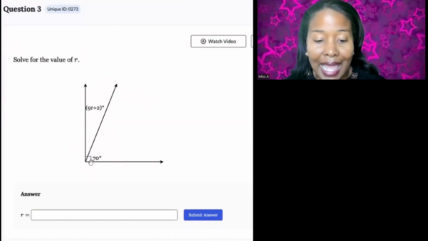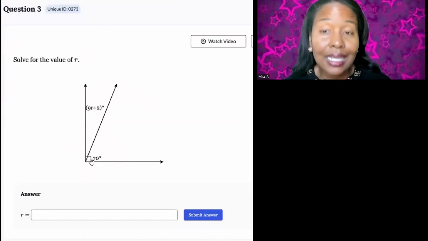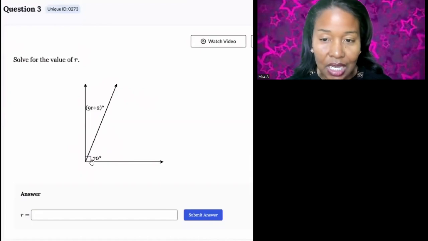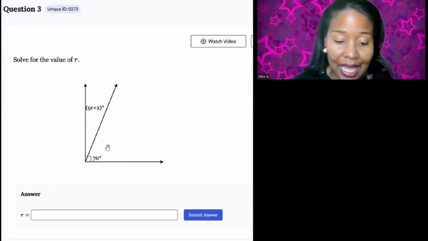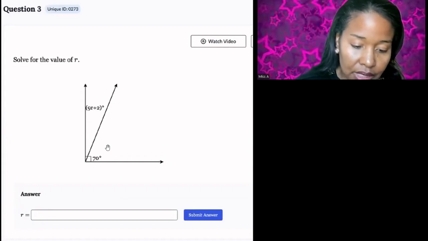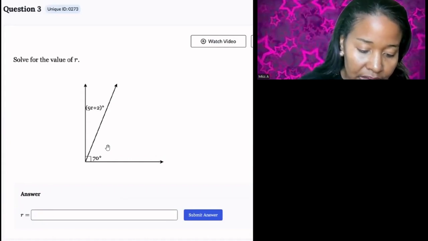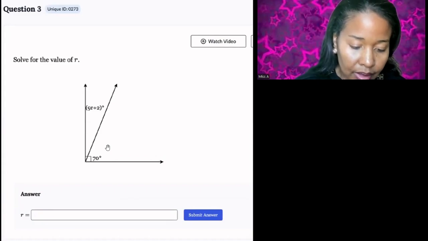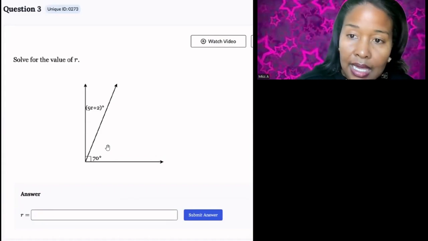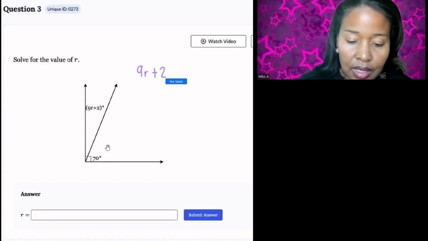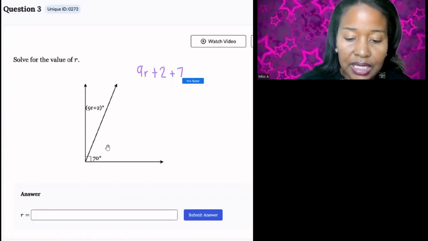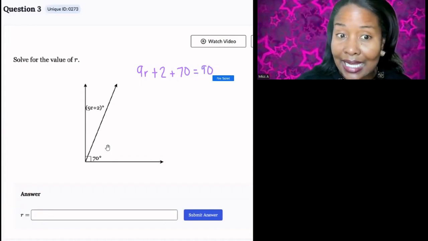And a right angle adds up to how many degrees, y'all? 90 degrees. So what that means is this portion, the 9r plus 2 plus 70 degrees, has to add up to 90 degrees. So let's go ahead and give this a try. I'm going to write on the screen: 9r plus 2 plus 70 degrees equals 90.